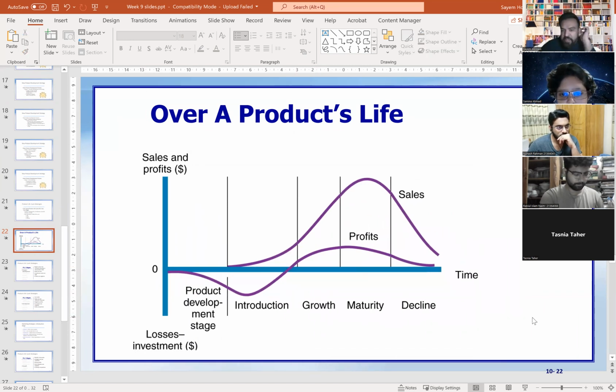A product actually goes through different life cycle stages, okay? We have read about the life cycle of a tadpole, the life cycle of a frog, or everything has a life cycle, right?